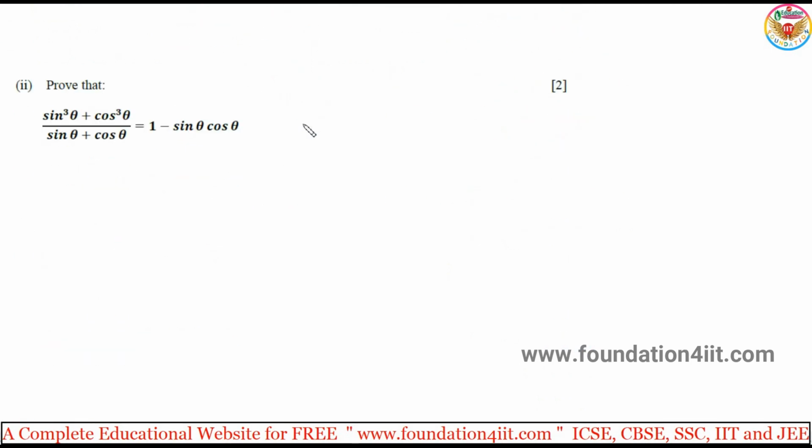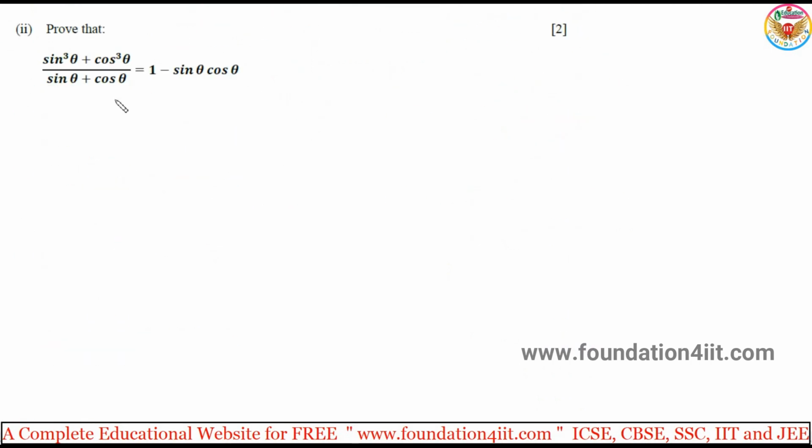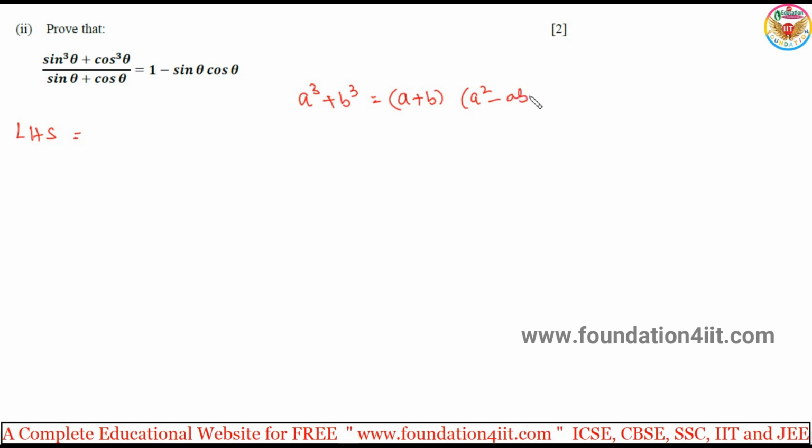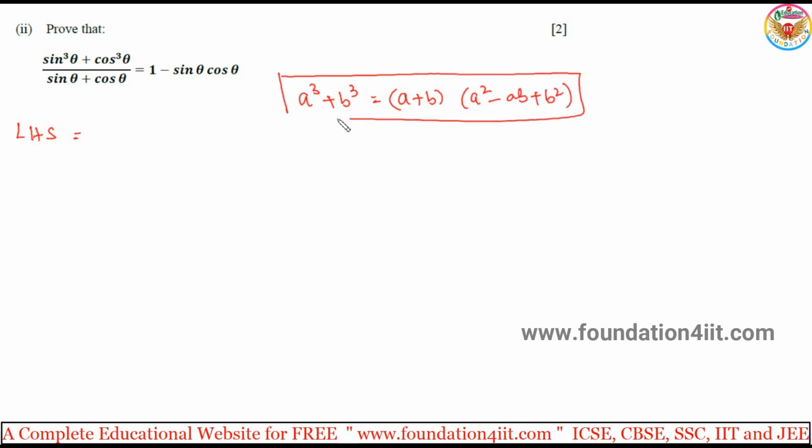Next one is proving (sine cube theta plus cos cube theta) by (sine plus cos) is equal to 1 minus sine into cos. Let me take the LHS first. A cube plus B cube formula, I'll write here. You need to apply the A cube plus B cube formula for the numerator. A cube plus B cube is (A plus B) into (A square minus AB plus B square). So this formula will apply.